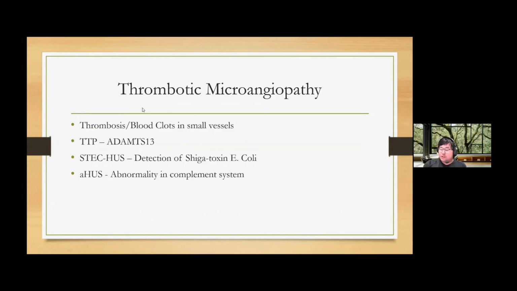So one thing that we have to think about: TTP is a thrombotic microangiopathy, the TMAs. So it's thrombosis, blood clots, in small vessels. These are the three main ones that we think about. TTP, which is ADAMTS13 deficiency; STEC-HUS, which is Shiga toxin from E. coli; and atypical HUS, which is a deficiency in the complement system. So when they have a TMA, these are the three biggest ones.